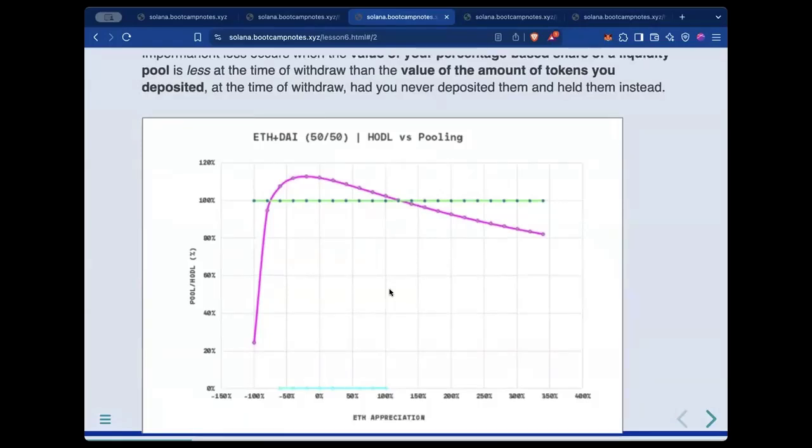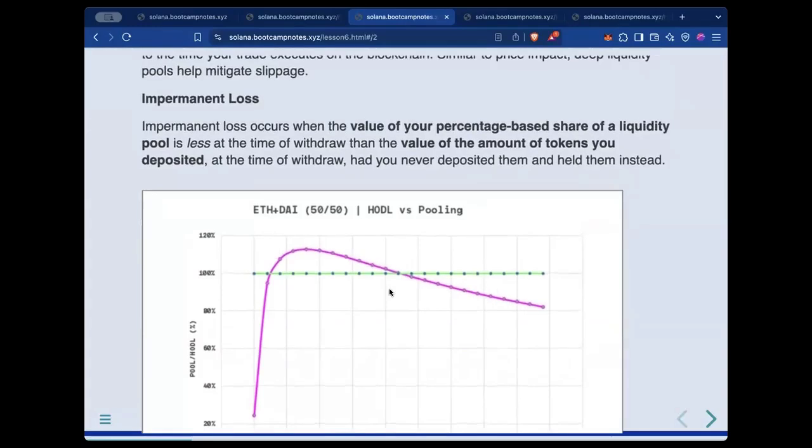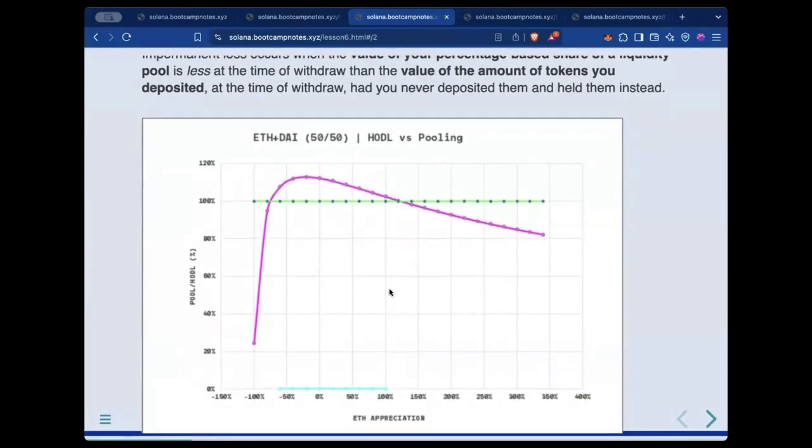There are curves, you can see a curve here that gives an idea of how these things change over time, the impermanent loss, depending on the change in price of the different tokens.